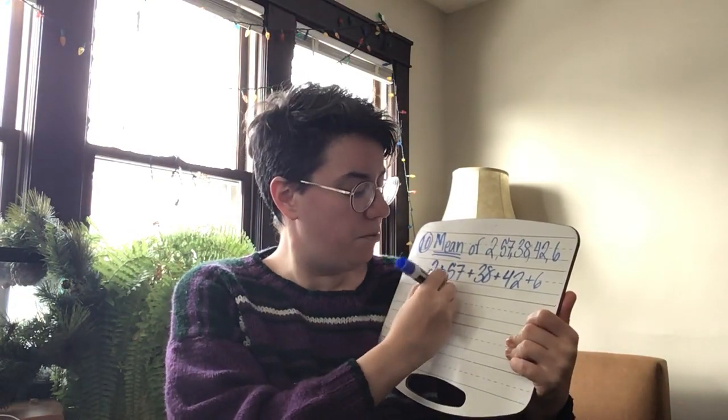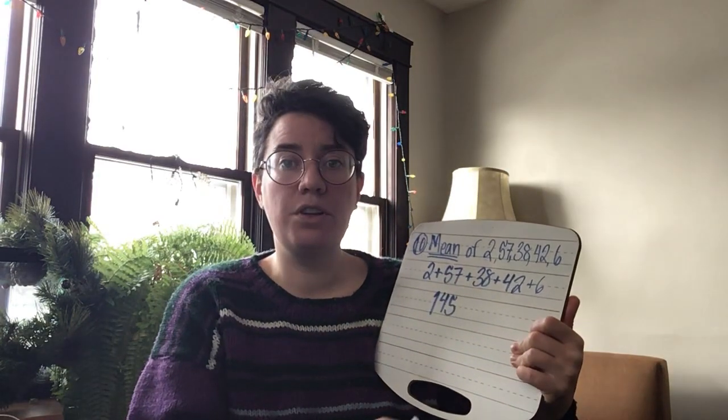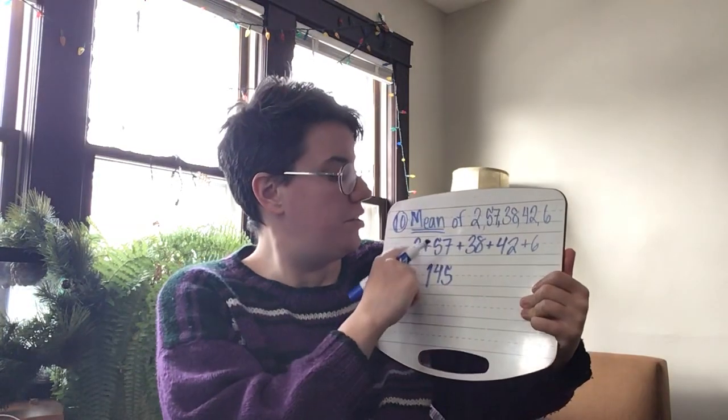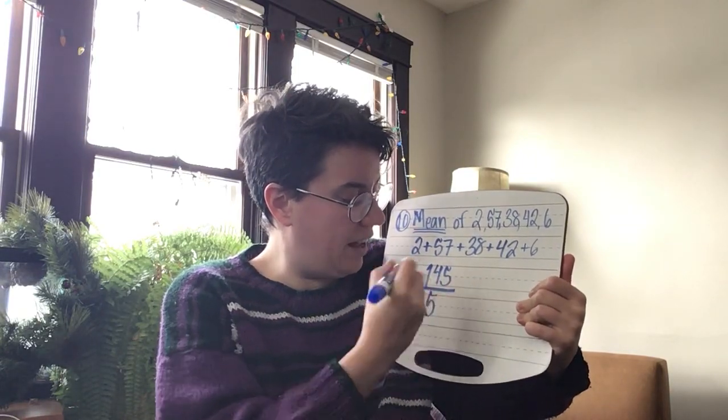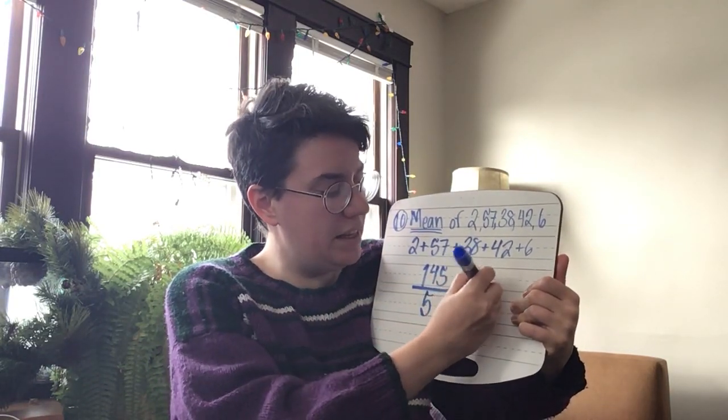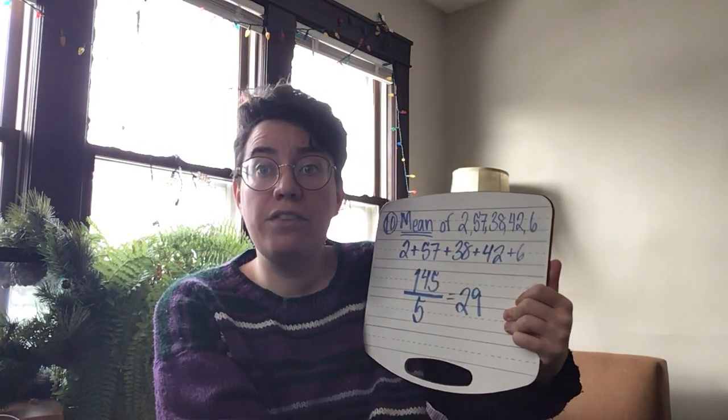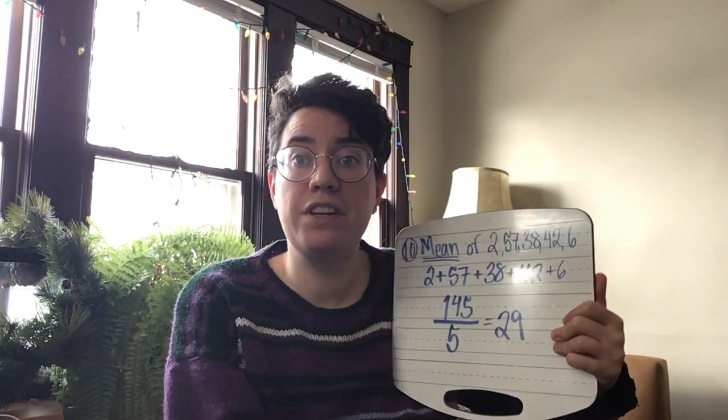You should end up with 145 as your total. And then since there's 1, 2, 3, 4, 5 numbers, we divide that by 5, and the final answer is 29. Let me know if you're stuck on any of the other problems, or if you have additional questions.